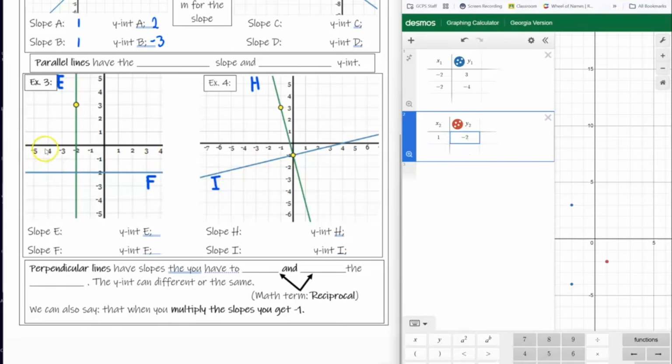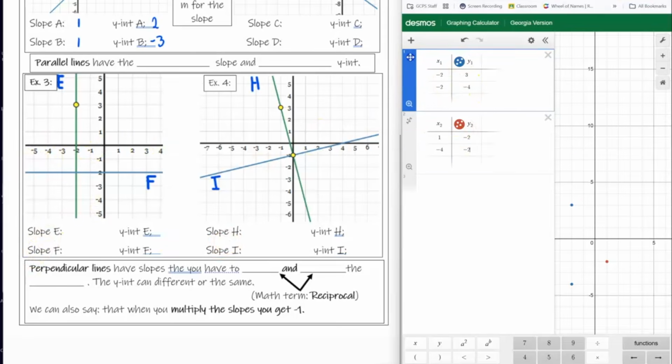And let me pick one on this side, -4, -2. X and then Y, -4, -2. All right, now that I have my 2 tables, I need to find the slope. So I'm going to click.